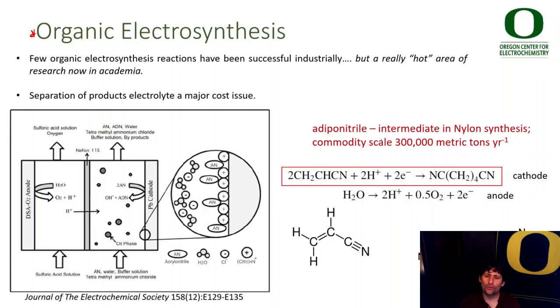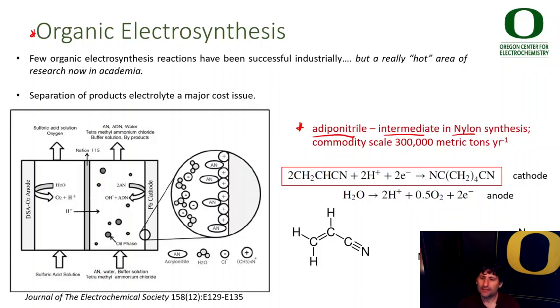But let's talk about one product that is made this way commercially, and that's adiponitrile. So adiponitrile is an intermediate in nylon. So nylon, of course, is a polymer that's used in fabric and in rope and things like that.